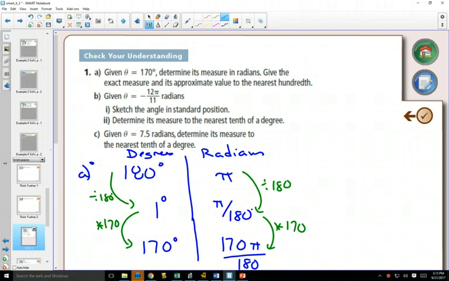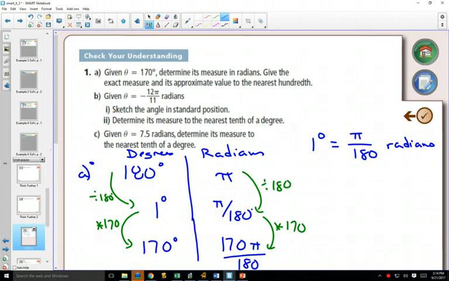Some people remember this. Some people say, I remember that 1 degree is pi over 180 radians. I'll just add radians right now. And so if I want to find anything in degrees, all I have to do is multiply by pi over 180. If I want to find 32 degrees, well, it's 32 times pi over 180. If I want to find 78 degrees, 78 times pi over 180.